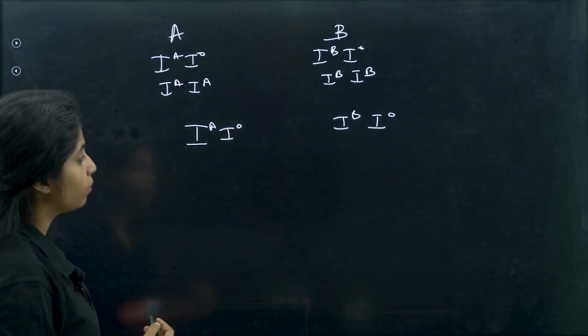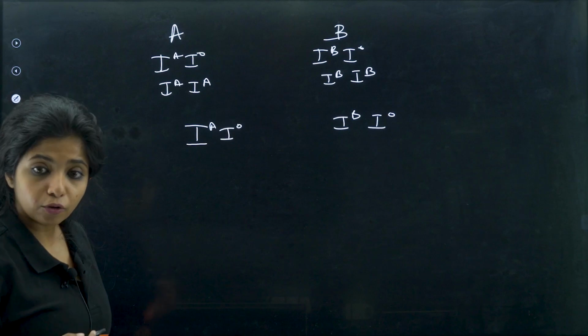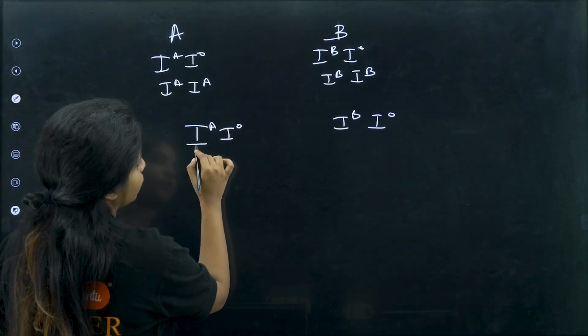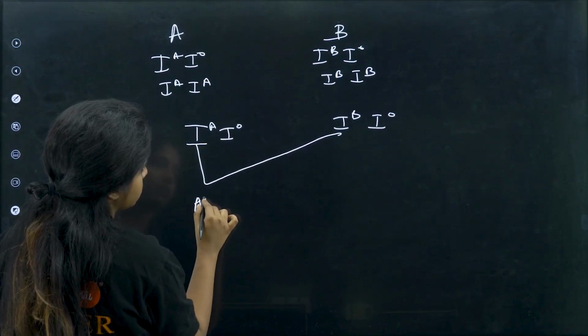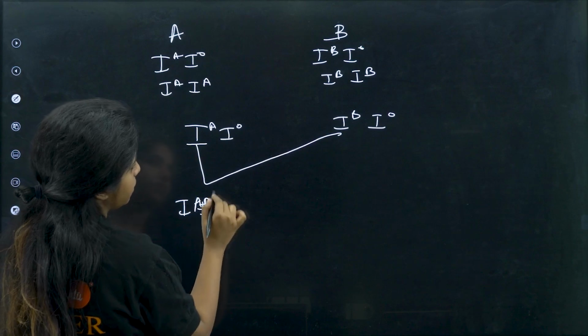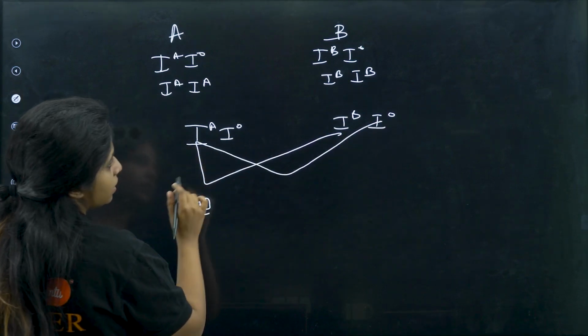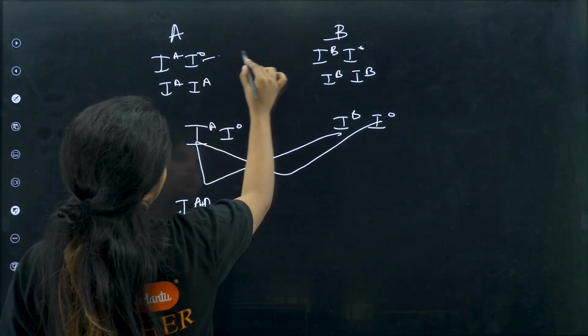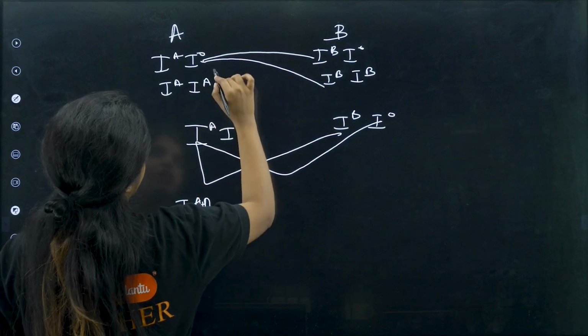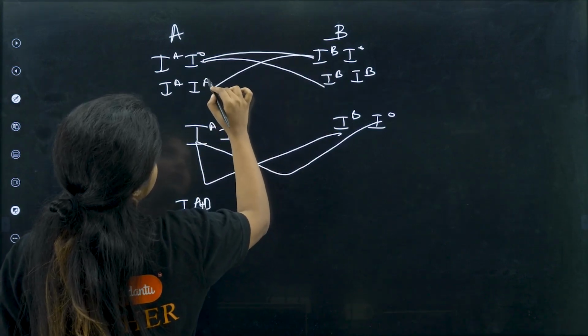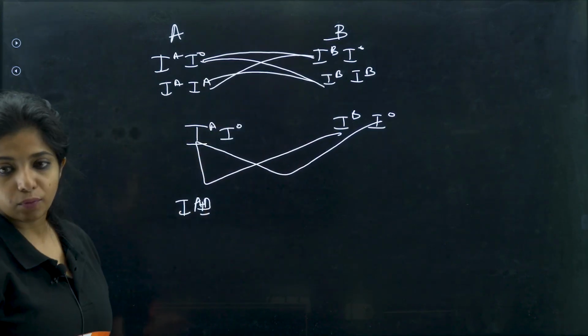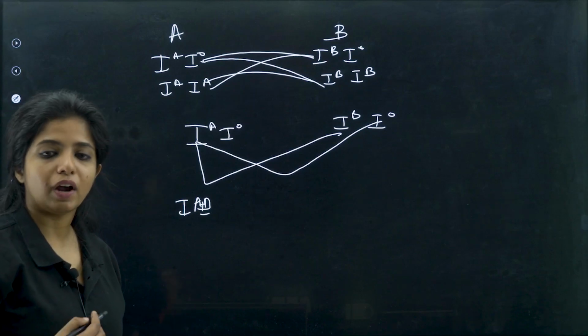What are the possible blood groups that a child can have? Basically you have to cross this with this. So you will say AB is there, IA, IB, then you cross with this. You have to cross each with each. Either way, at the end, whatever blood groups are possible, you have to tell.